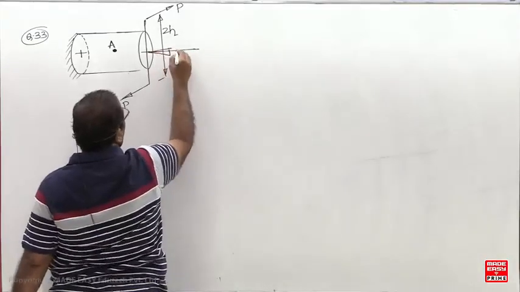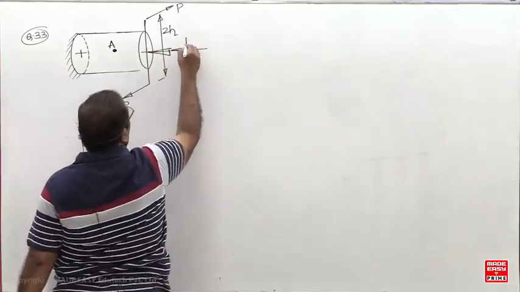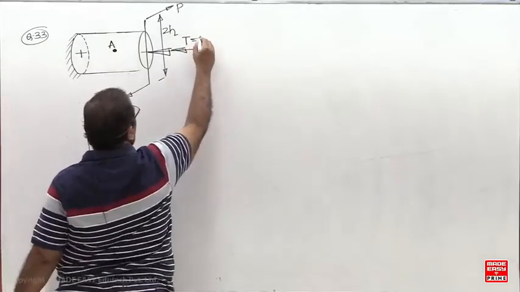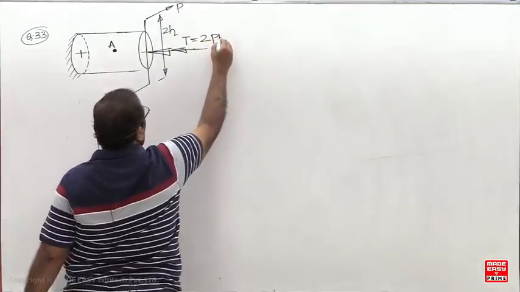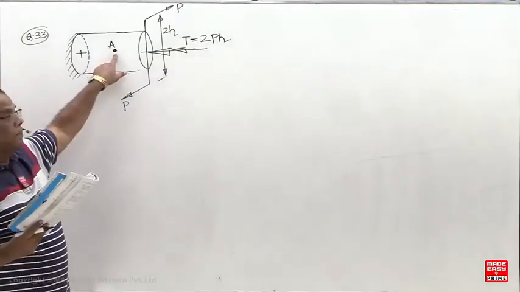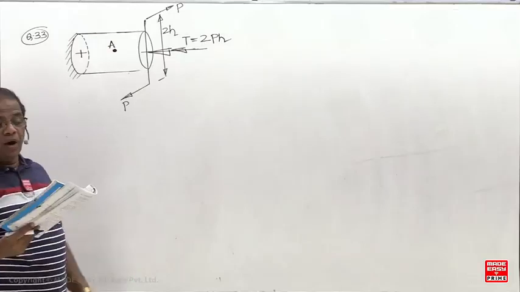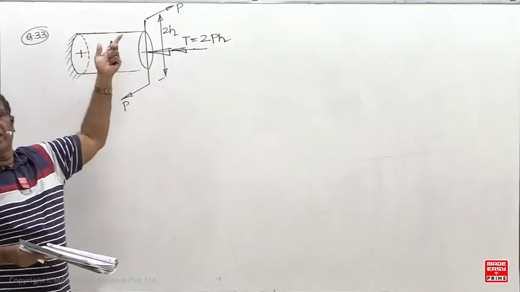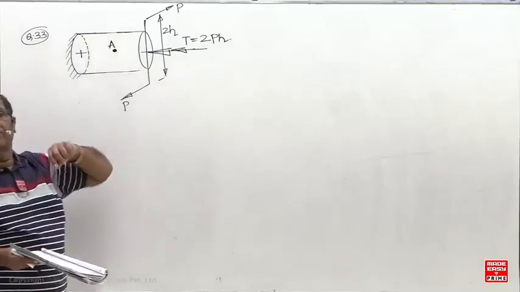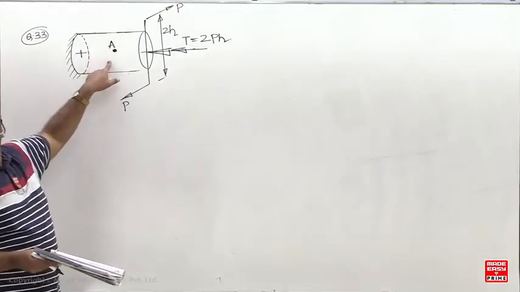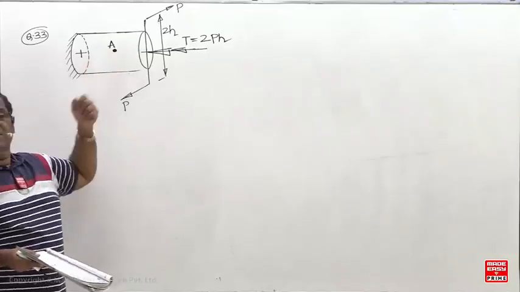So what is the twisting moment value now? 2pH. And what is asked in the question now? Maximum tensile stress at point A on the surface. Maximum tensile stress at point A. Everybody is going to take what now? 0 now. But it is asking at a point, and this point is under pure shear state of stress.